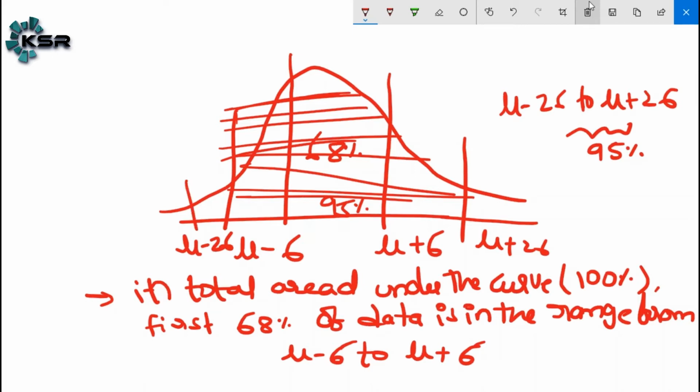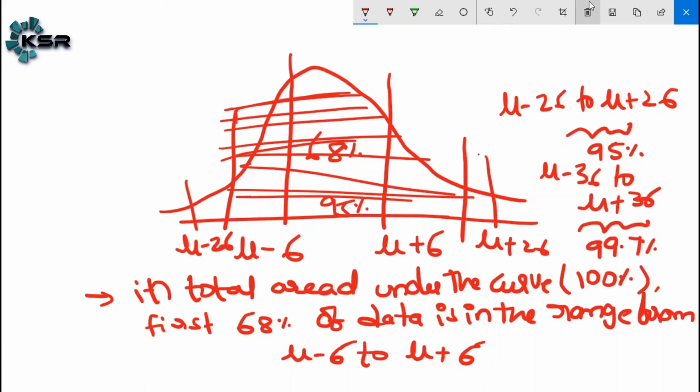Here, mu minus 3 sigma to mu plus 3 sigma, the range will be 99.7% of the total data. Okay. Let me write down these points in detail.